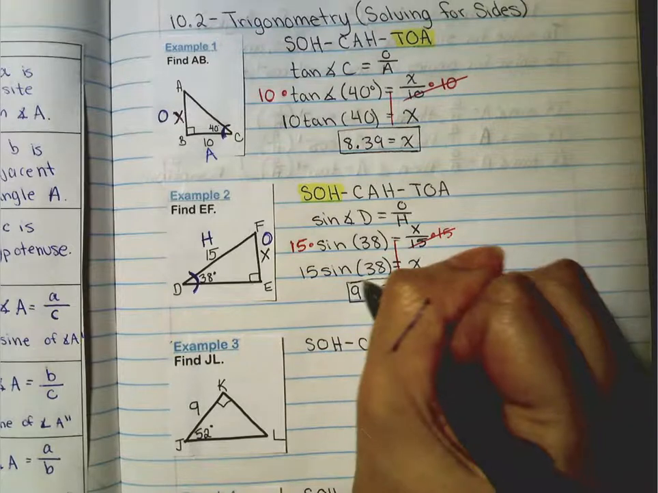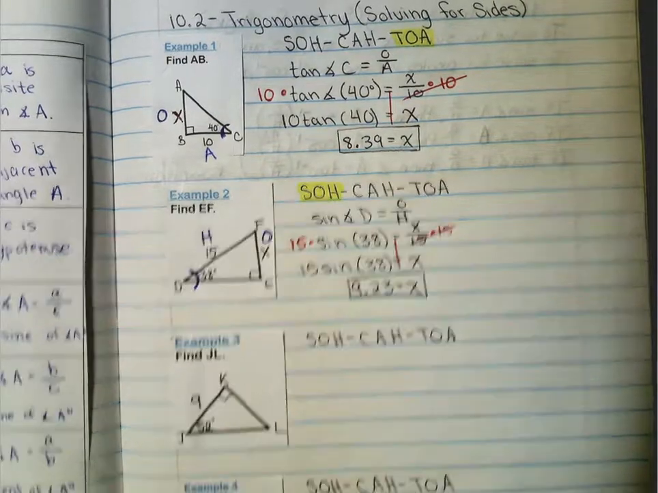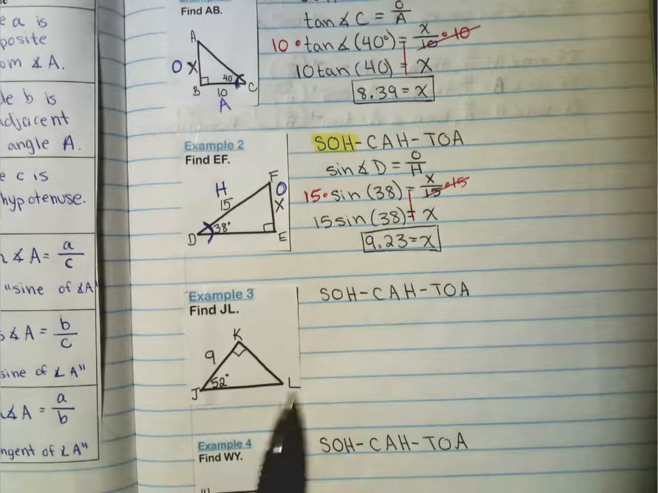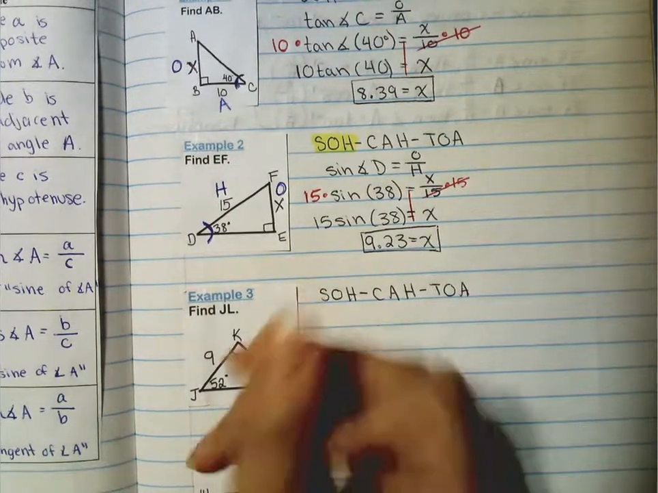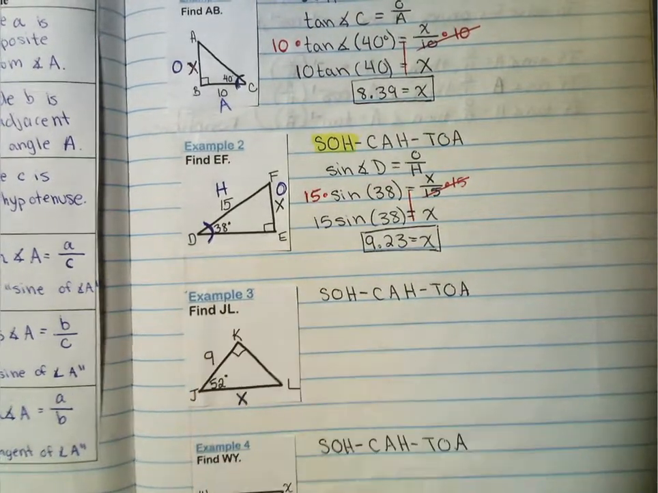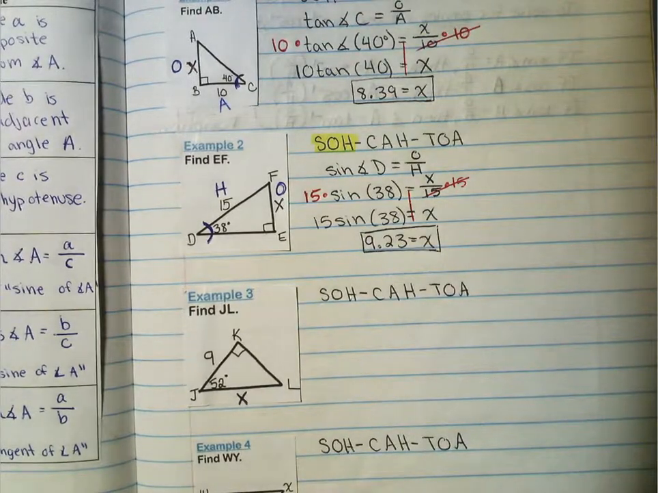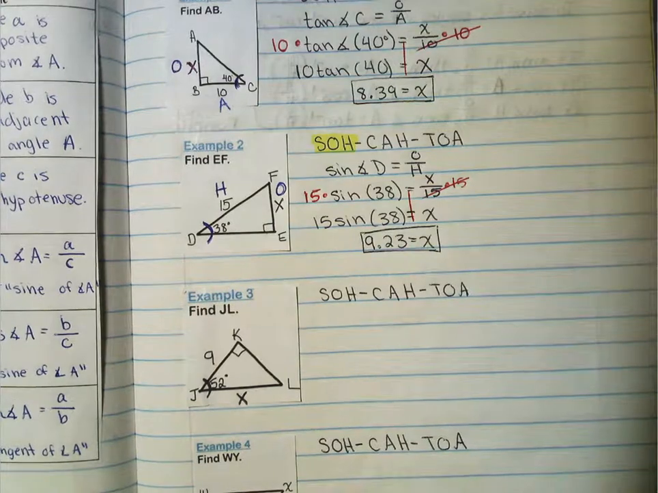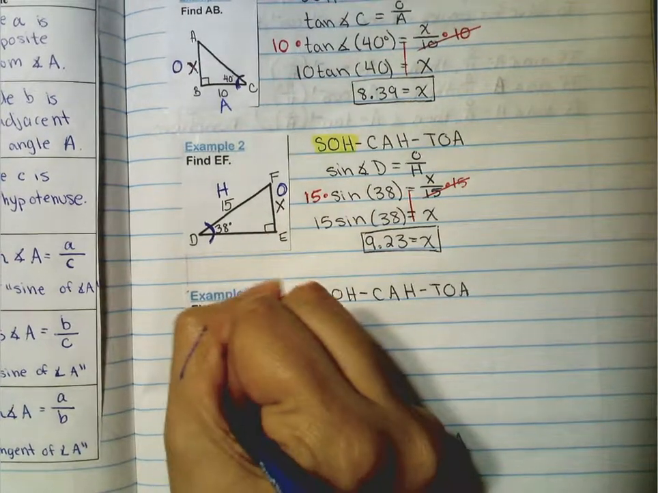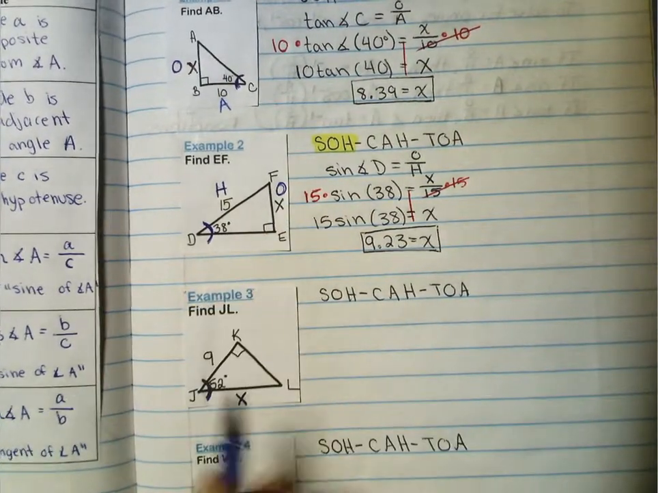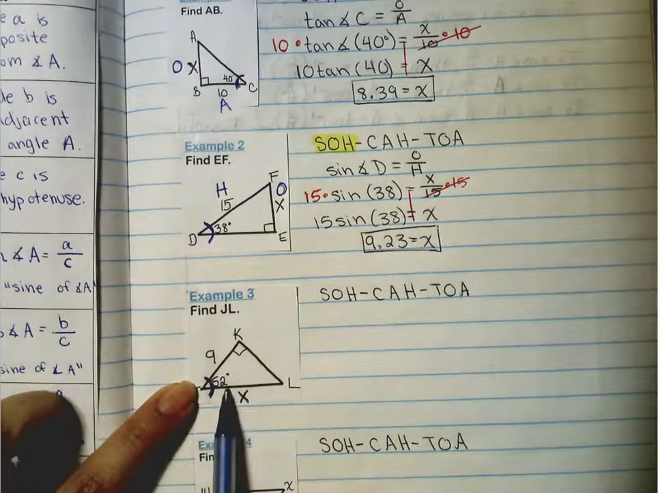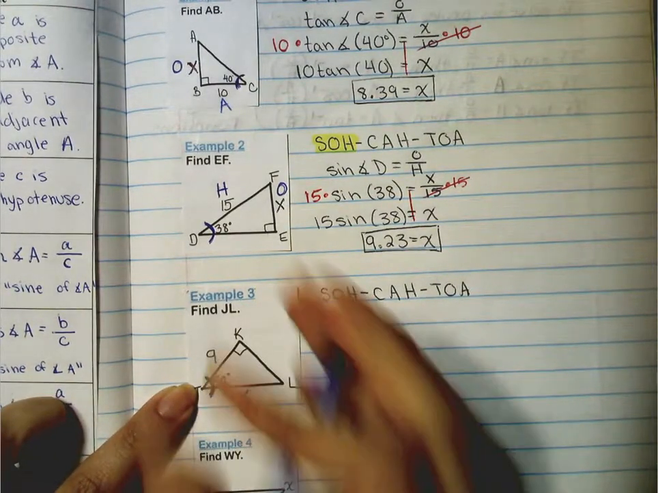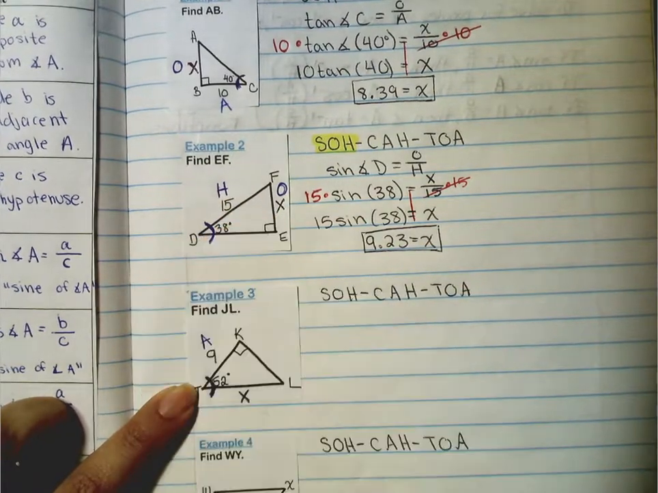Alright, so next two examples. Example 3. Now I'm finding JL. So here's JL. That means this is my X. And they're giving me angle J. They're telling me it's 52 degrees. So based on this angle, I'm going to label my given side. They gave me a 9. That's right next to my 52 degree angle, so that's adjacent. I'm going to label that with A.